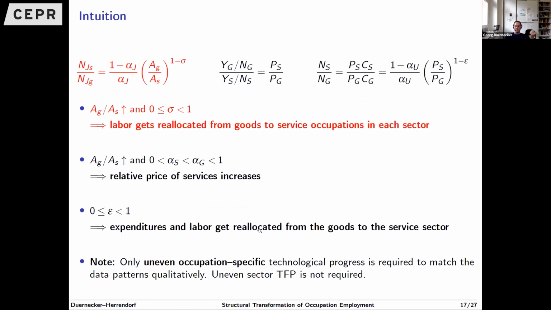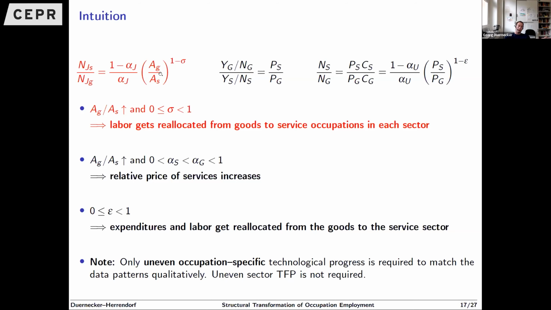To develop some intuition for this proposition, let me make a few comments about how the model works. So the equilibrium conditions give rise to an expression that says that the employment of service occupations relative to goods occupations in every sector depends on the relative technological change between both types of occupations.